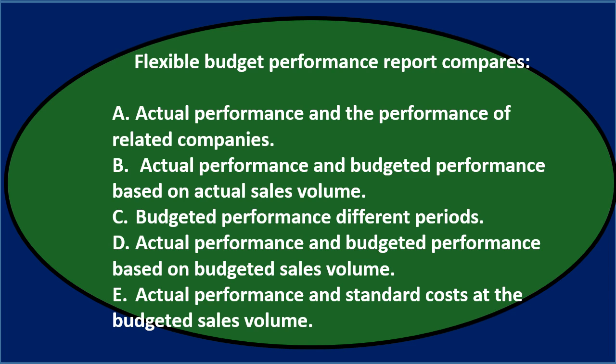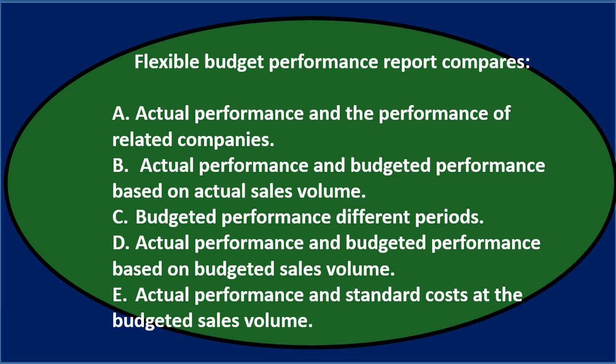First question, flexible budget performance report compares either A, actual performance and the performance of related companies, B, actual performance and budgeted performance based on actual sales volume, C, budgeted performance, different periods, D, actual performance and budgeted performance based on budgeted sales volume, or E, actual performance and standard costs at the budgeted sales volume.